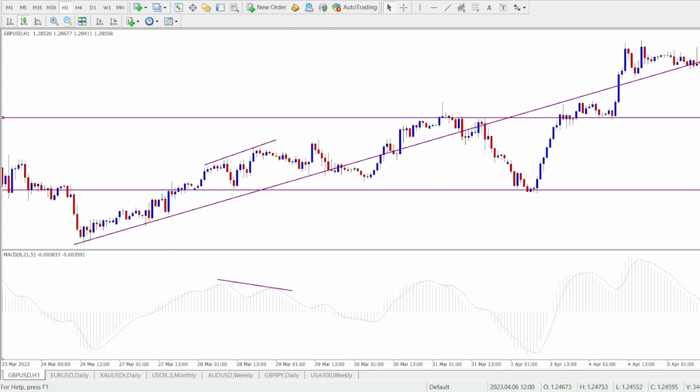Remember, these settings are just a starting point. It's always smart to backtest and adjust according to your trading style and market conditions.